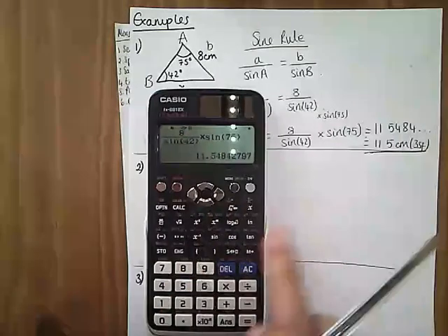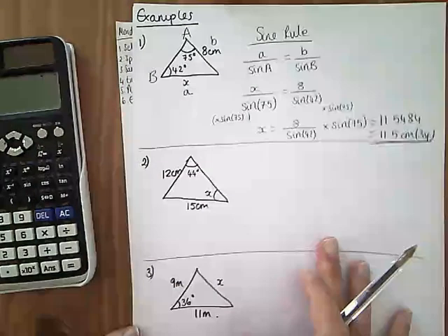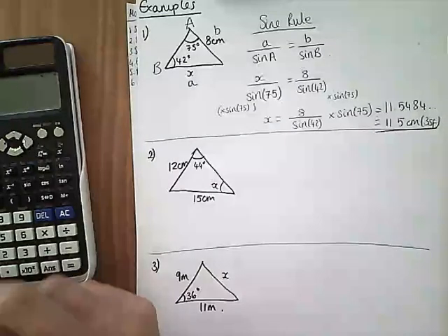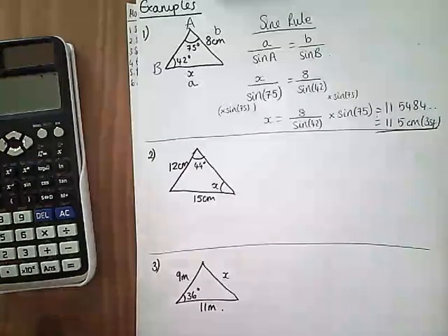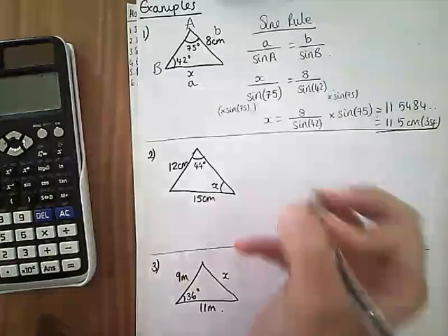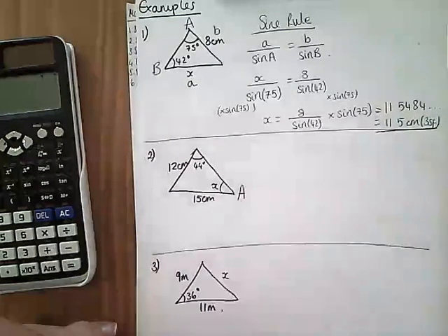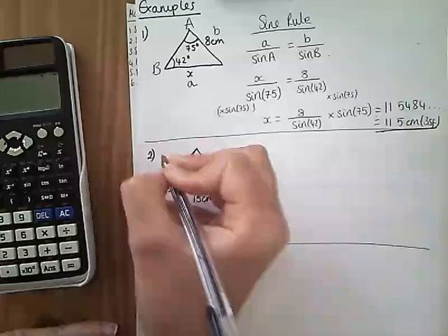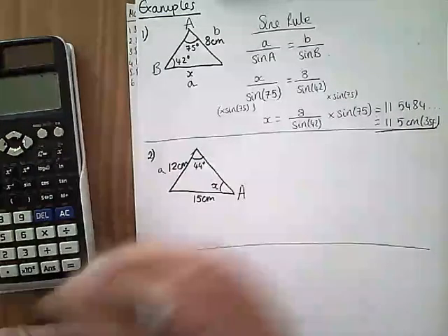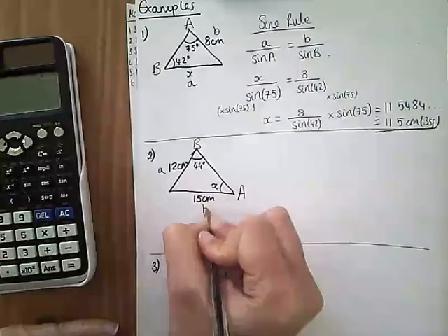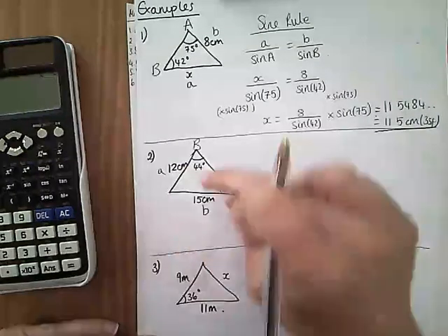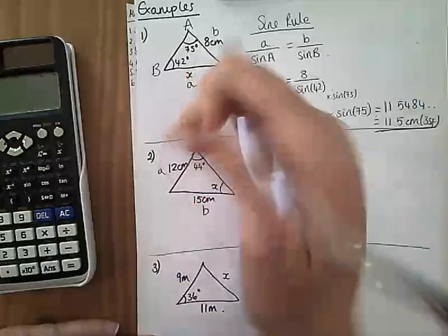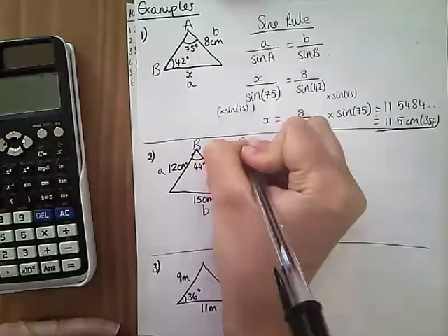Okay, right, example number 2. Whatever we're trying to find needs to be called A. Here we're trying to find an angle, so I need that angle to be called big A because it's an angle. That means this side has to be little a because it's opposite. This is big B, this is little b. We have a pair of angles and a pair of sides, so we are using the sine rule again.